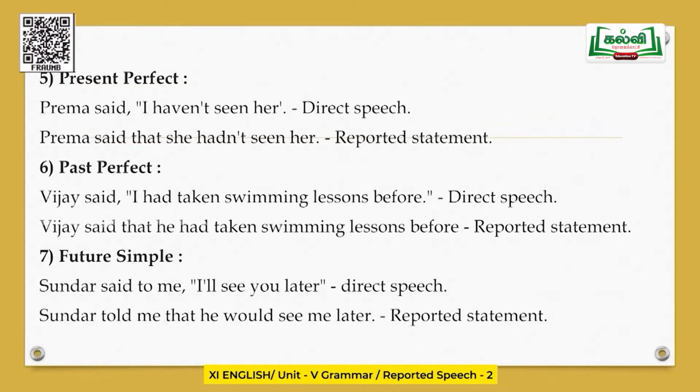So this is reported statement or indirect speech. And then past perfect. Vijay said, "I had taken swimming lessons before." This is direct speech. So now for the first time we come to the masculine gender. Okay. So Vijay said, conjunction "that". Again "I" refers to Vijay, speaker, male, "he". You had taken, since it is the past perfect tense, you need not change the tense. No need to change the tense here because the given verb form is in the past perfect tense.